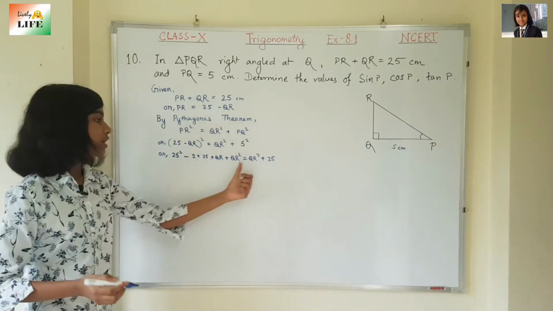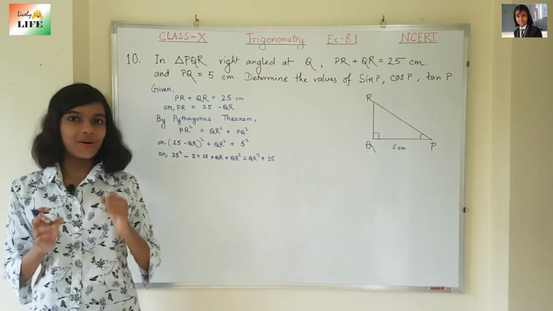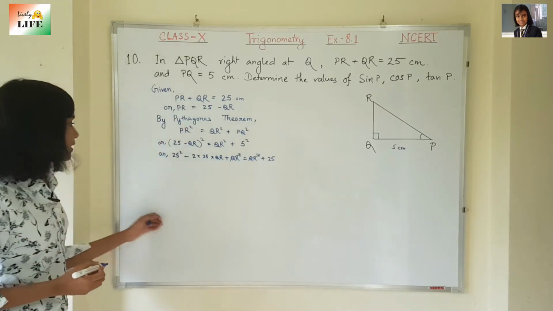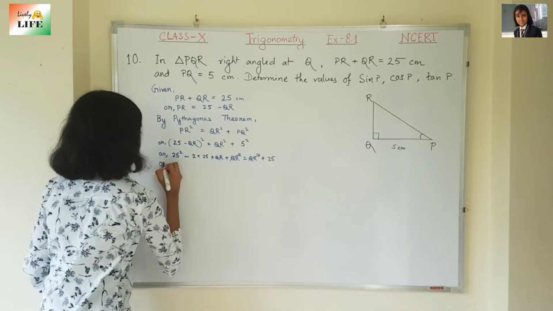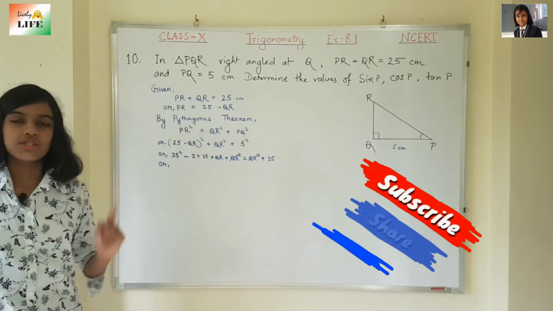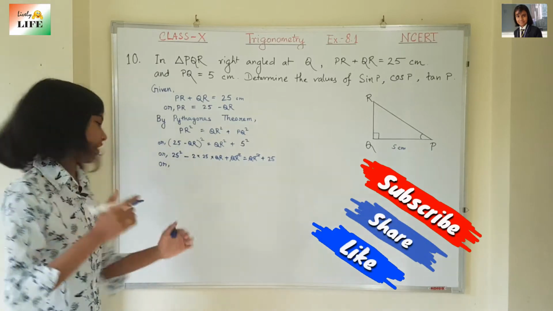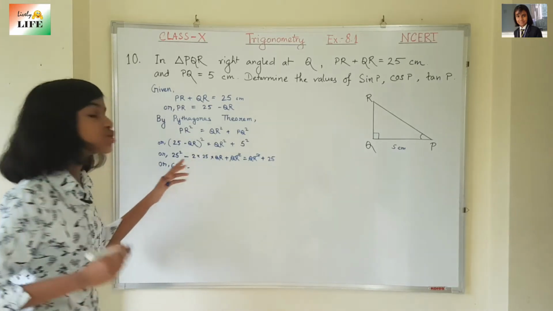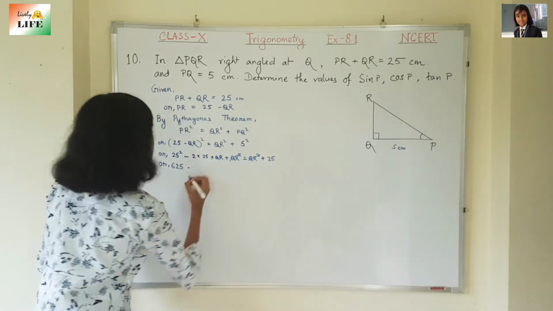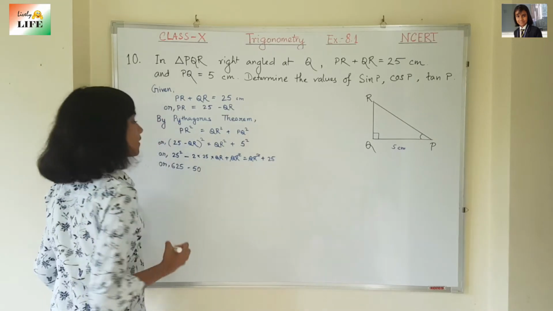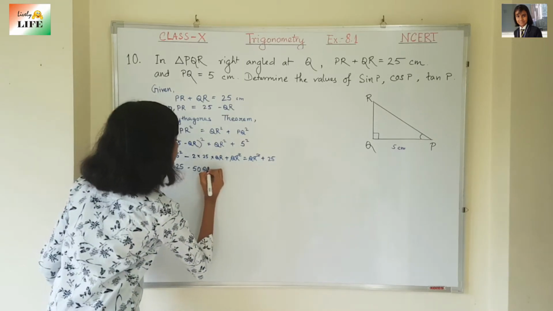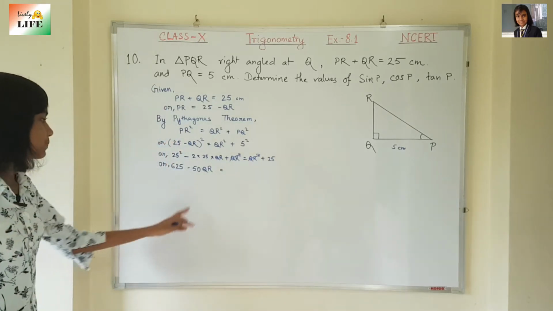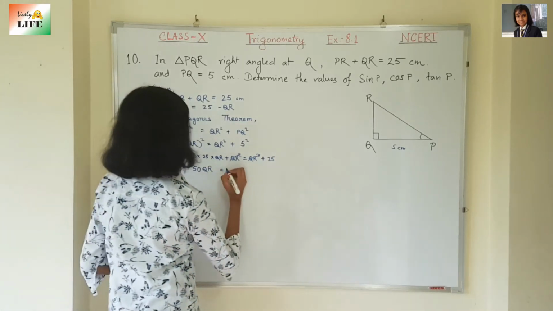And now over here is also QR square and here is also QR square, so we can cut the QR square. Now, what is 25 square? 25 square is 625, minus. Now 2 into 25. What is 2 into 25? It is 50. 50 QR is equal to 25.